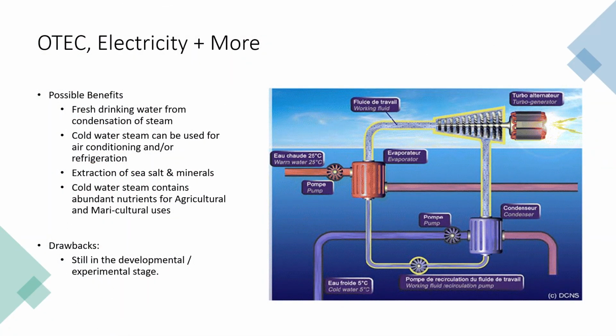Then we'll get into pros and cons. For pros, fresh drinking water: we can get it by condensation of steam in this system. We can also use the cold water stream from OTEC for air conditioning or refrigeration. We can extract the sea salt. Everybody loves sea salt and minerals. The cold water stream is pretty good because it has nutrients, so we can use it in agriculture and also mariculture. Mari is concerned with your ocean, and this is concerned with your land.